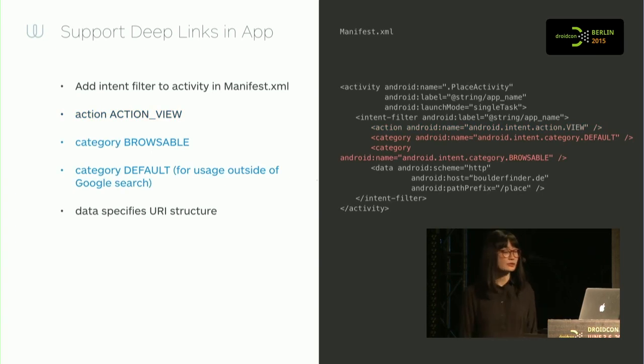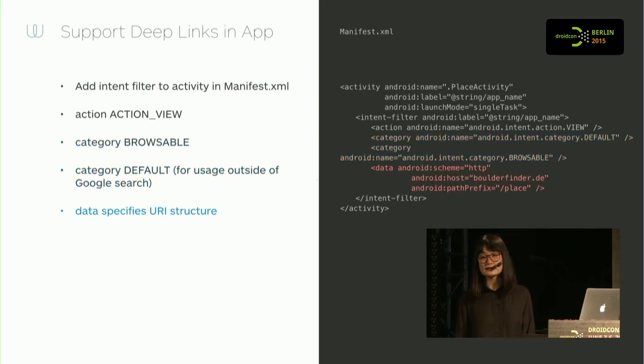And the intent has two categories. The browsable category enables your app to be opened from a browser. The default category is optional. It's only required if you want your deep links to work outside of Google Search, because when your app is triggered outside of Google Search through a deep link, the intent is implicit, and that's why you need the default category.